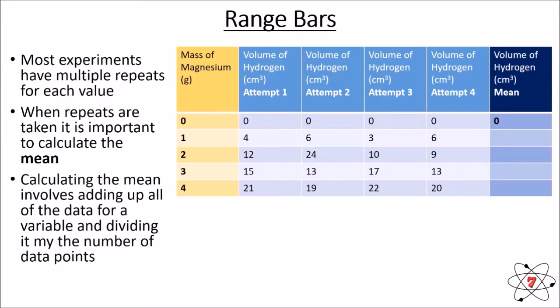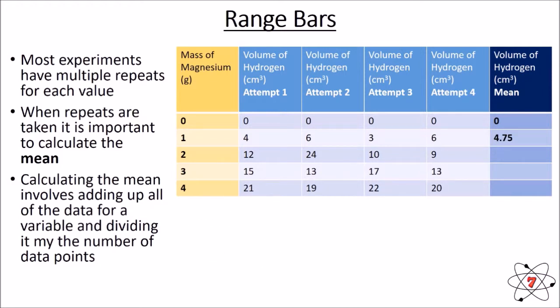I'm now going to repeat this process, but now for 1 gram of magnesium. So 4 plus 6 plus 3 plus 6. Again, that is in a bracket because I want to be doing the adding up first before dividing it by 4. So we add those numbers together and we get 19. 19 divided by 4 because we have 4 repeats. It's 4.75 centimetres cubed. So my mean for 1 gram of magnesium is 4.75 centimetres cubed of hydrogen produced.